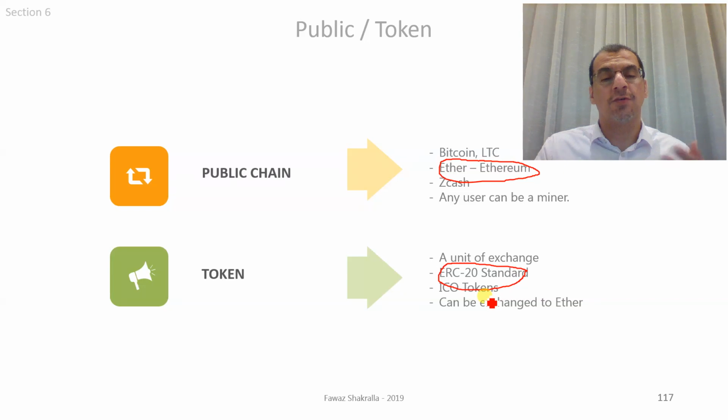ICO tokens, also known as initial coin offering. Now, because of what happened in 2016, 2017, there's a whole shift from ICO into STO, security token offering, which many companies are opting for as well, right?